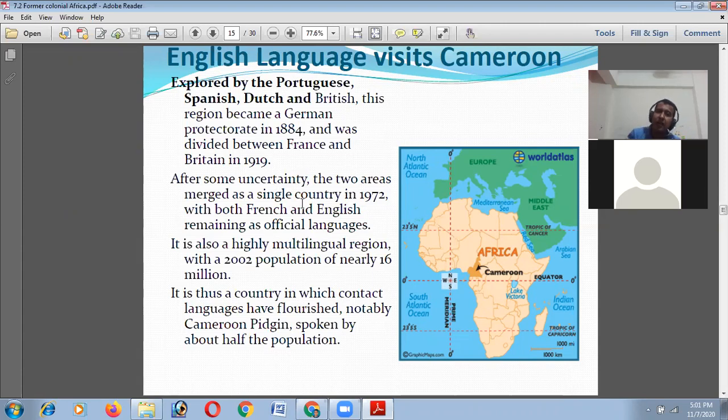It is also a highly multilingual region with a 2002 population of nearly 16 million. It is thus a country in which contact languages have flourished, notably Cameroon Pidgin, which is spoken by about half the population. However, we see that Cameroon has two official languages, French and English.